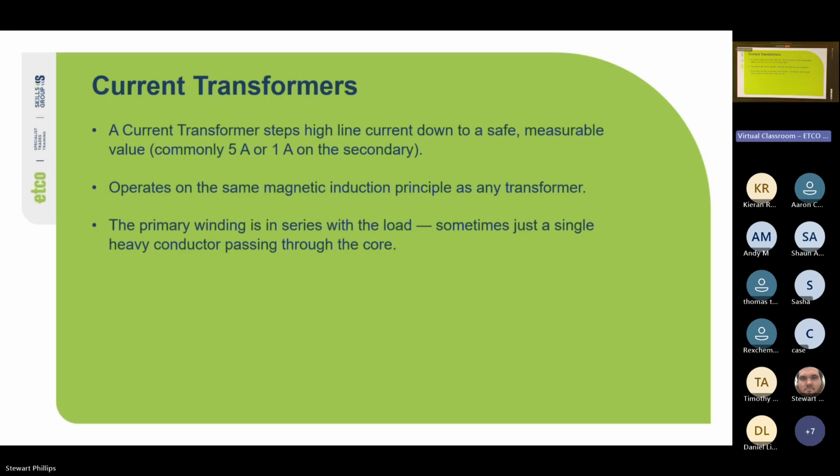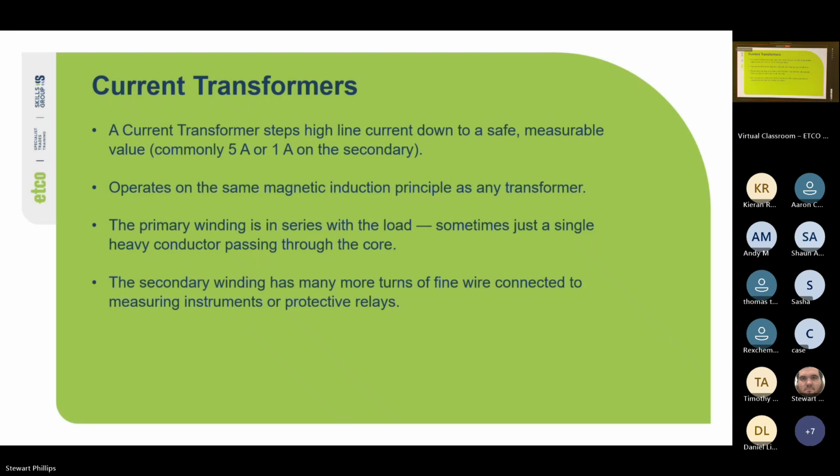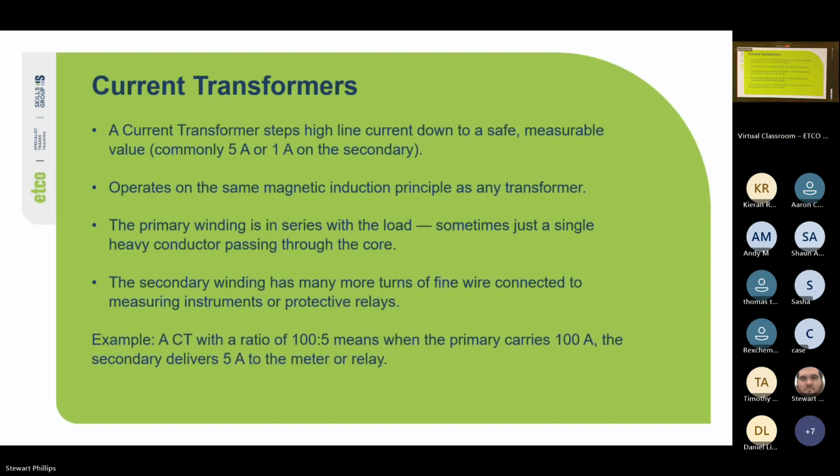The primary winding is in series with the load, sometimes just a single heavy conductor passing through the core. In the case of measuring for our kilowatt hour meters or our power meters, it's wrapped around the mains conductor. The secondary winding has many, many more turns of fine wire connected to measuring instruments or protective relays. So for example, a CT with a ratio of 100 to 5 means that when the primary carries 100 amps, the secondary delivers 5 amps to the meter or the relay.